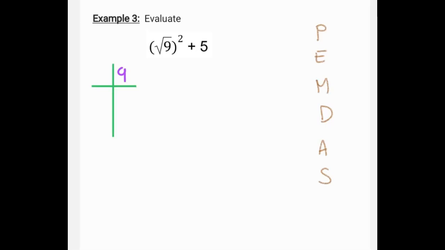What is a prime number that goes into 9? A 3. 3 goes into 9 3 times. Now is that 3 a prime number? Yes, it is. So we're going to go ahead and leave it as the square root of 3 times 3, squared plus 5. Inside the square root of 3 times 3, there's a group right there, which I can take out, and that becomes just a 3 on the outside, squared plus 5.